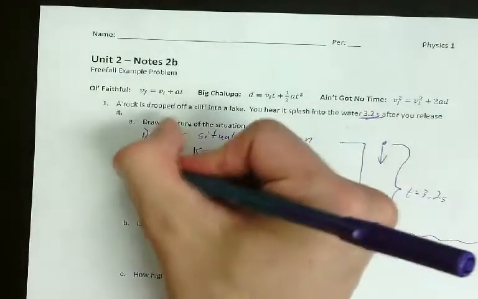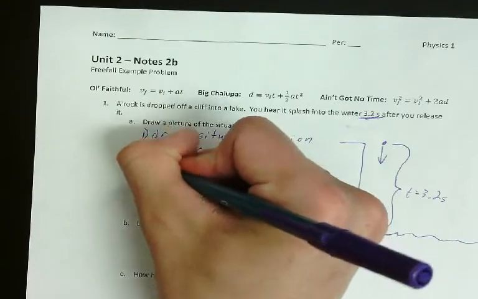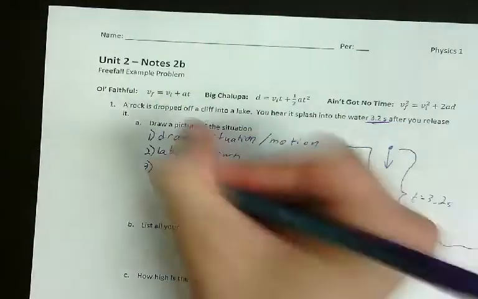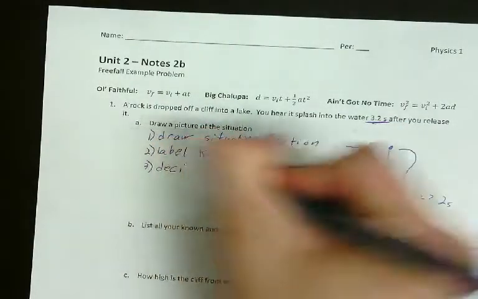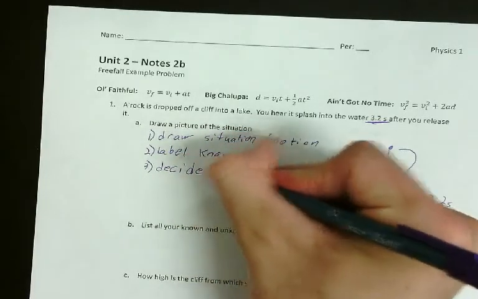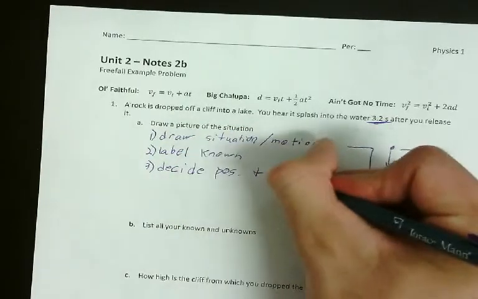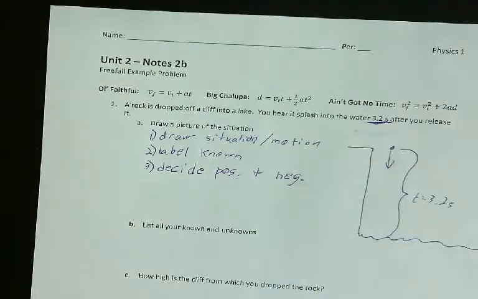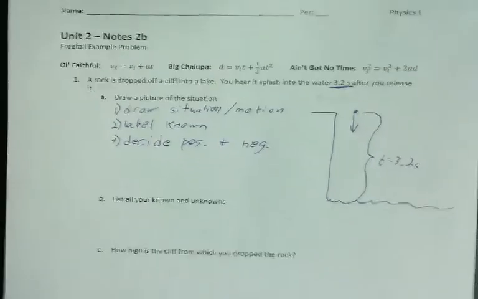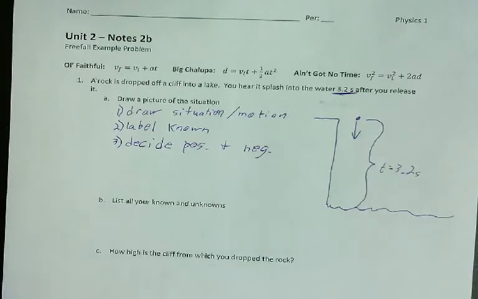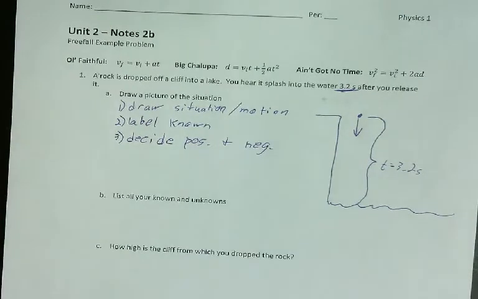The third thing I need to do is I need to decide positive and negative. So this is why we're drawing the diagram, because this is something we have not done yet. We have always assumed forward is positive and backward is negative. We have never picked the direction of positive and negative. You want to pick a direction to be positive and negative. And it's very easy to do that.